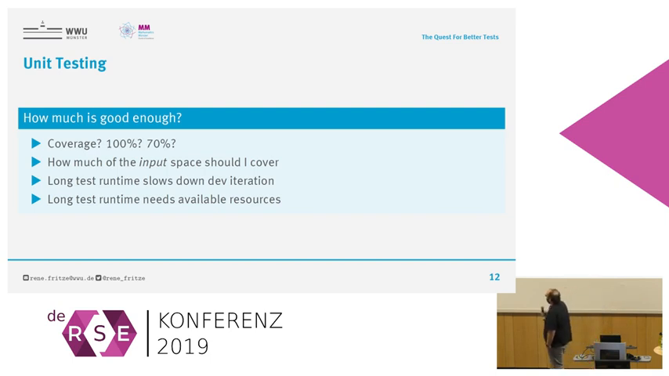Then the question is, how much unit testing should I actually do? Do I aim for 100% coverage? Is 70% okay? Does this actually mean anything? And how much of the input space can I cover? Should I cover? This is a very big problem, especially for us, where we have unknown dimensional parameter spaces. Our vectors can be 10,000 dimensional, time series, and whatever.